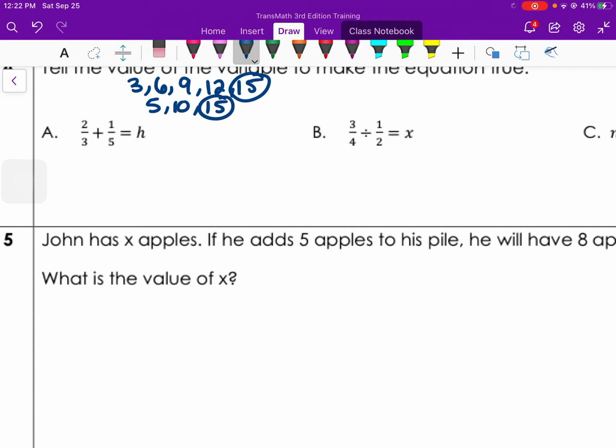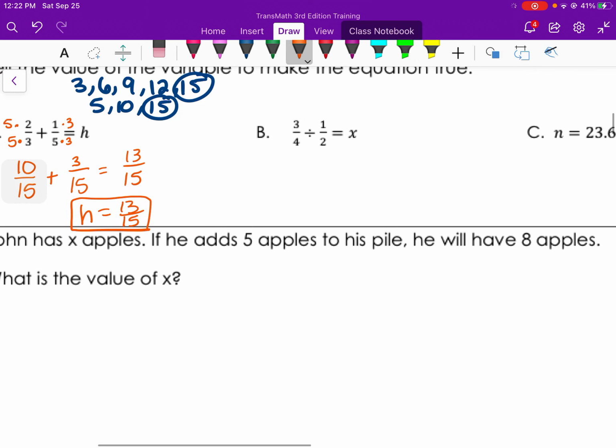So I'll use a common denominator of 15, which means I'm going to multiply this first fraction by 5 to get 10 over 15, plus multiply the second fraction by 3 to get 3 over 15, and then add, and I get 13 over 15. That means the solution to this equation is h equals 13/15.